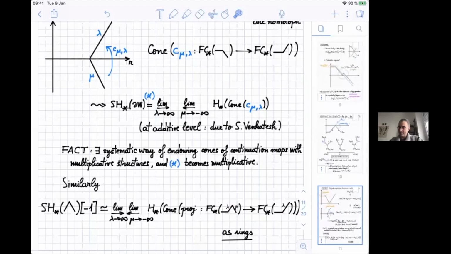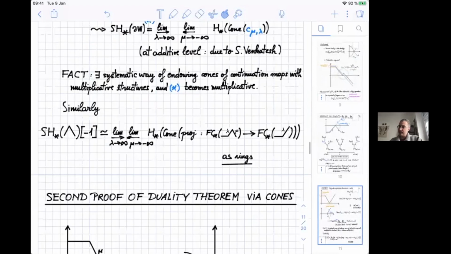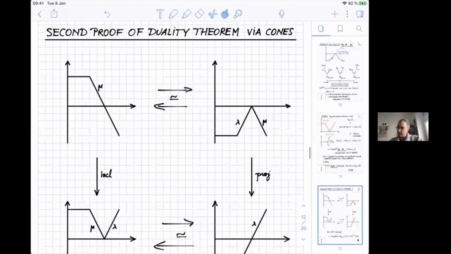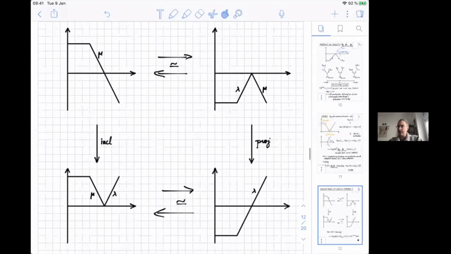Yeah. So for homology, we have an inclusion. For cohomology, we have a projection. And this allows me now to give a second proof of the duality theorem via cones. And the proof is actually contained in these diagrams.